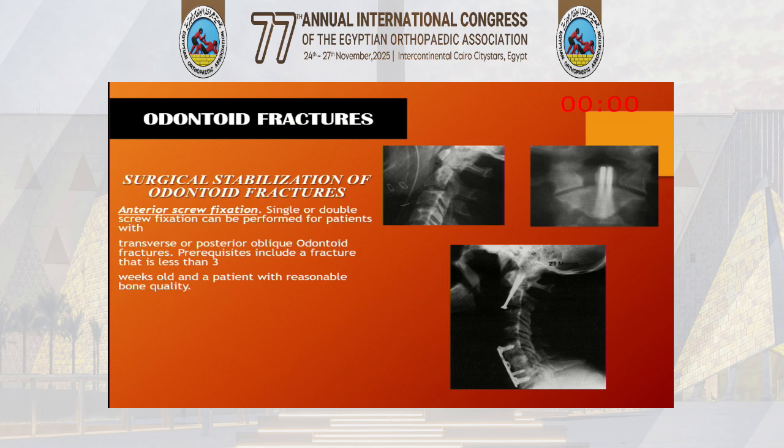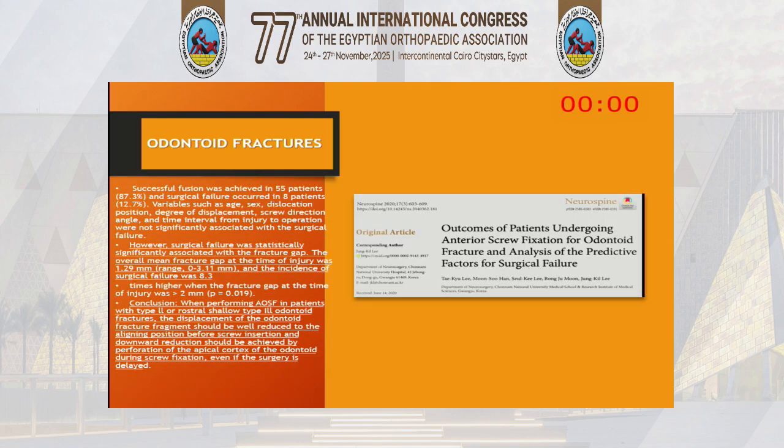Here are some cases with odontoid fracture fixed with double screws. Here, this paper asks: is there any need to fix an odontoid fracture with non-union or not?